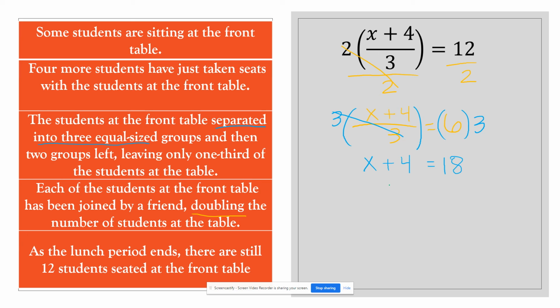How can we undo addition? We can subtract 4 from both sides, right? 4 more students. We started by adding. When we're solving, we're going to end by doing the opposite, subtracting. And so 18 minus 4 is 14. So we started with 14 students. But does the order matter? Well, let's take a look at another scenario.